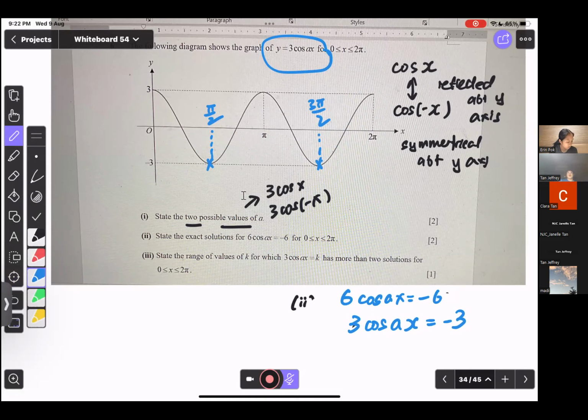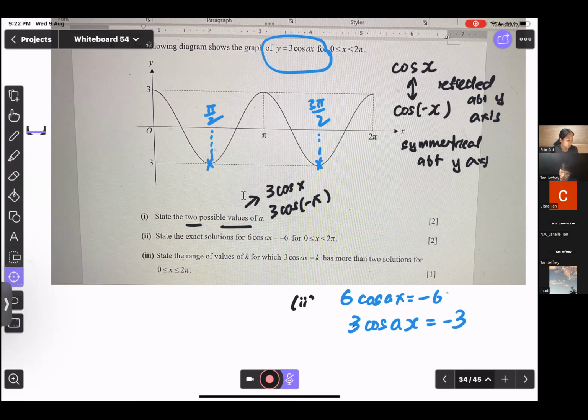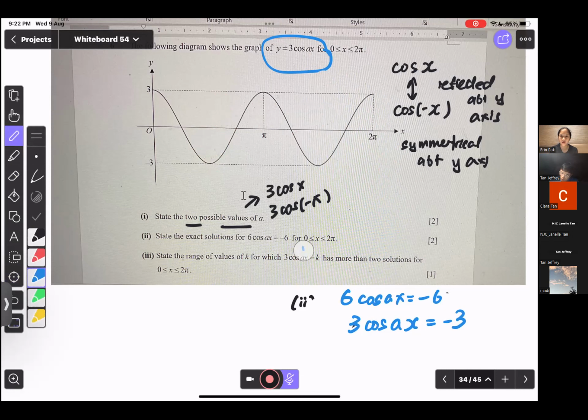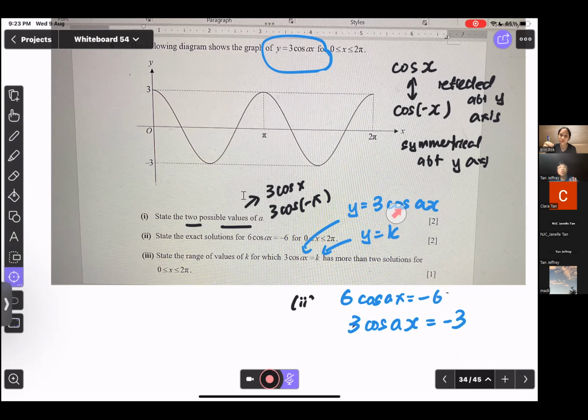Now, part 3: you take a range of values of k for which 3 cos ax equals k has more than 2 solutions. The idea is like that. Imagine you have 2 graphs. One is y equals 3 cos ax, which is already drawn for you. The next one is y equals k. So you are looking at these 2 curves, and how many times they intersect.